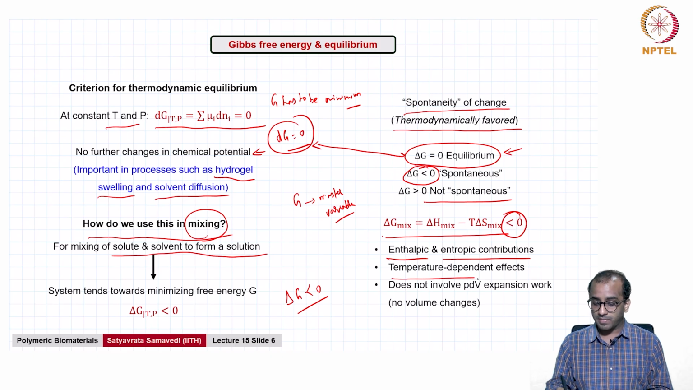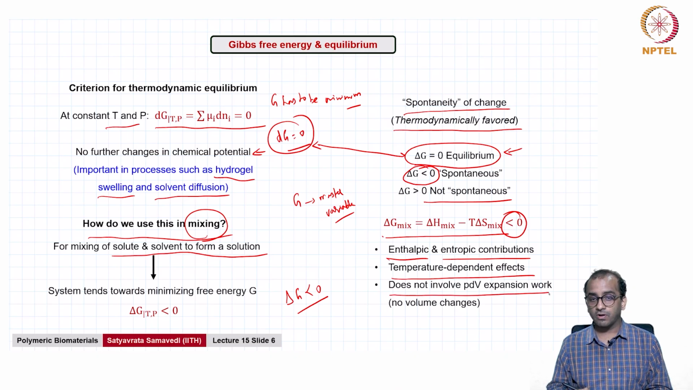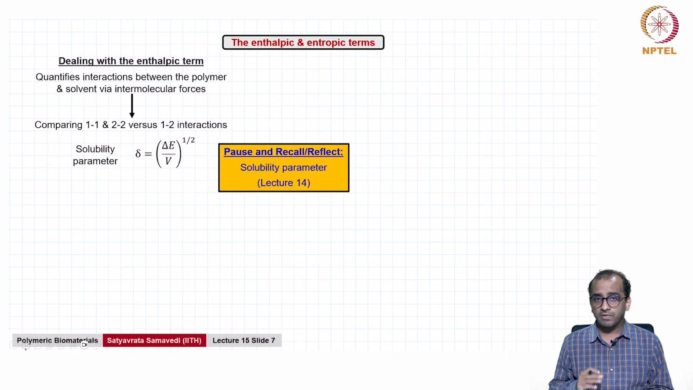You have temperature dependent effects, and as always, recall that Gibbs free energy does not involve PV expansion work, it is other types of useful work that we are talking about. Essentially, no volume changes allowed. So, now we will look at the enthalpic and entropic terms in more detail, first qualitatively, then we will come up with a framework to quantify it.